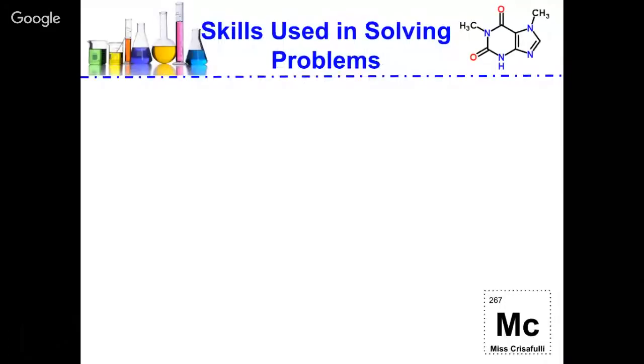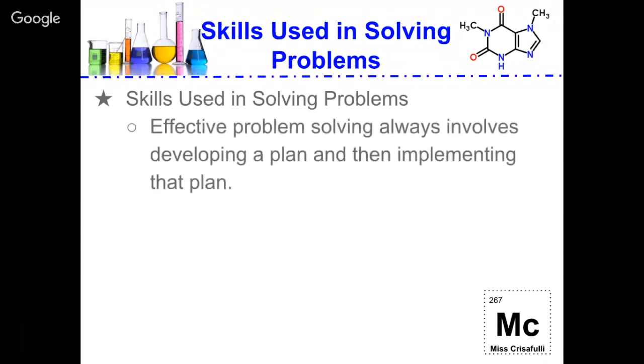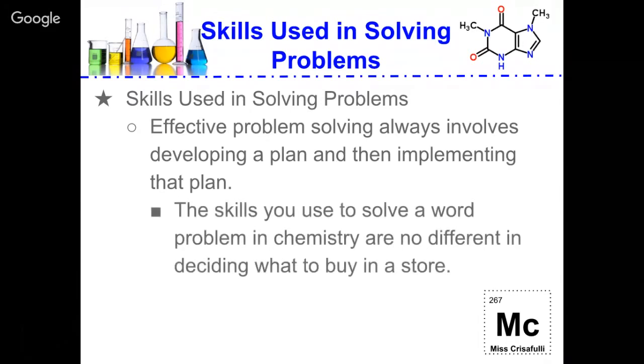So there are skills used in solving problems, and you apply some of these skills to your everyday life. And the skills that you do always involve developing a plan and then implementing that plan. So the skills that you would use to solve a word problem in chemistry are no different than what you use when you go to a store to buy something. If you're in a grocery store, you might look at the labels or you might look at price, and then you make a decision and then you actually purchase the item. The same thing is true for when you're solving word problems in chemistry.